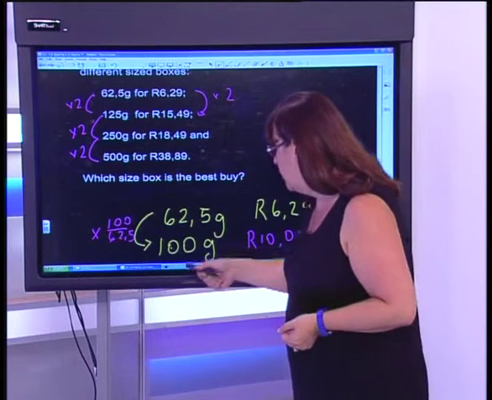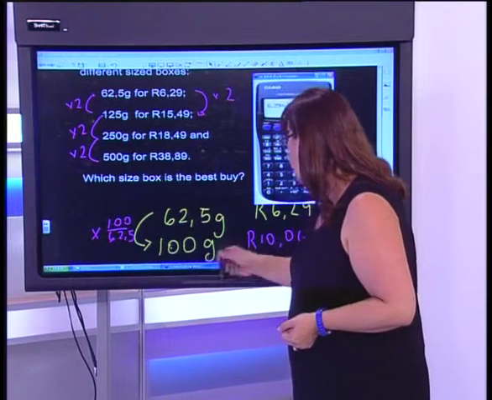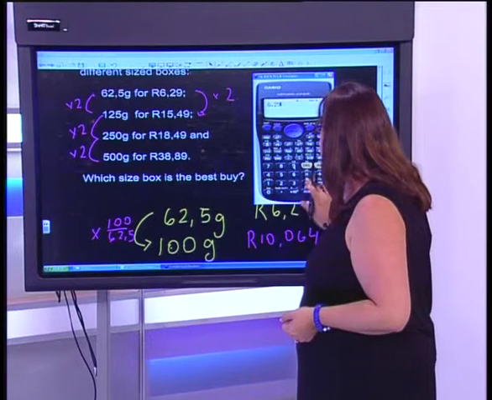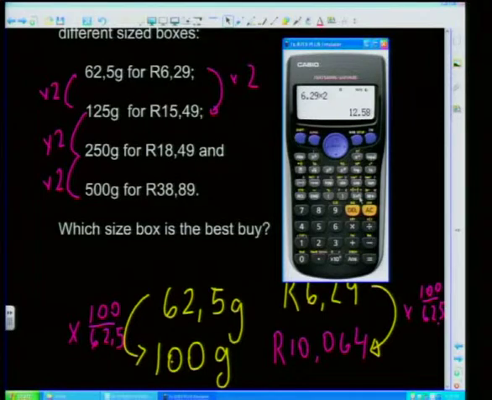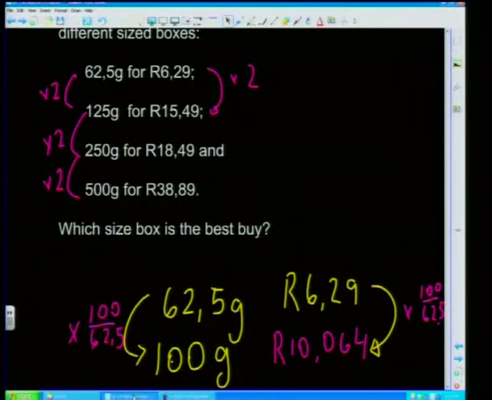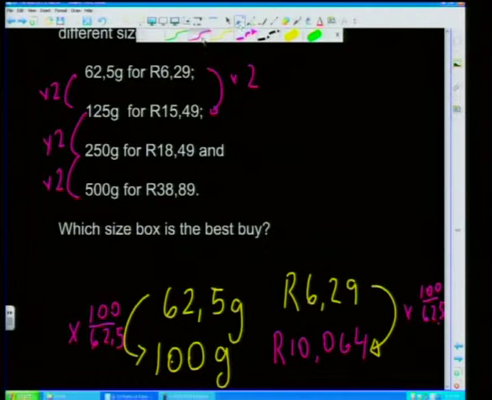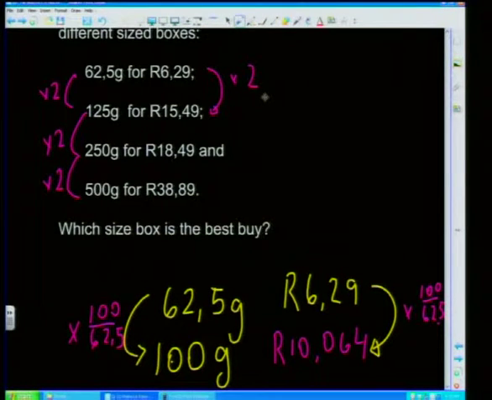So I'm going to take the 6.29 Rand one, and I'm going to times it by 2. So 6.29 Rand times by 2, and I get an answer of 12.58 Rand. So let's go back to here, and I see that for that size the price was 15 Rand. The box isn't being selected. Quite clearly I can see that the 62.5 one is actually cheaper than 125 because I'm paying 15 Rand for that. So I'm going to exclude this totally. I'm not even going to look at it any further because it is more expensive.